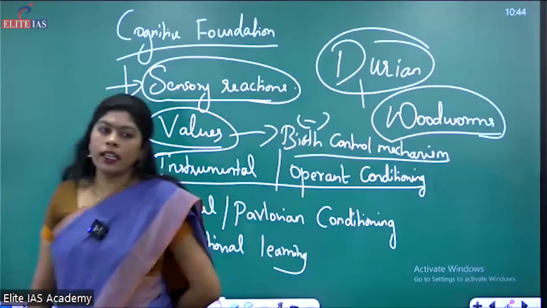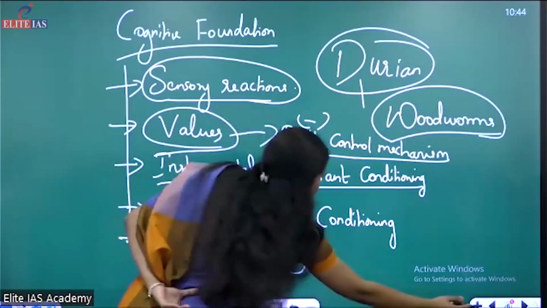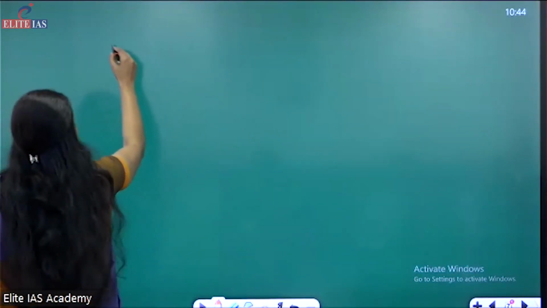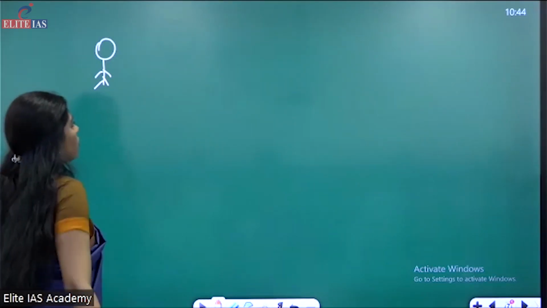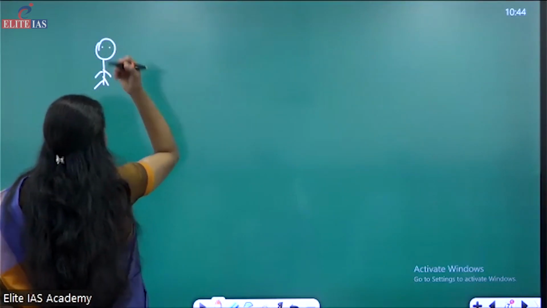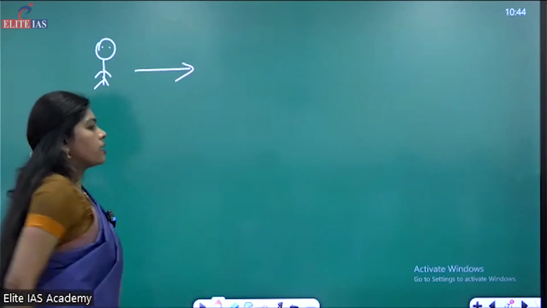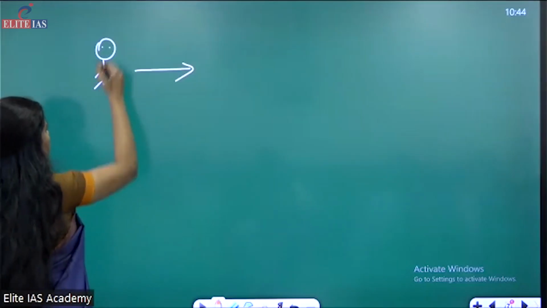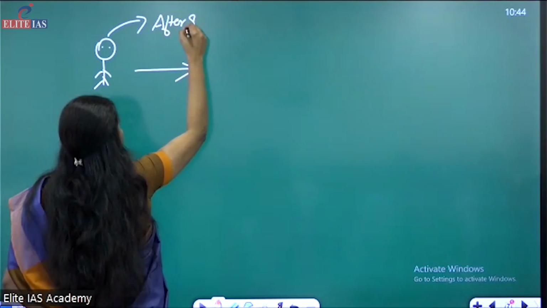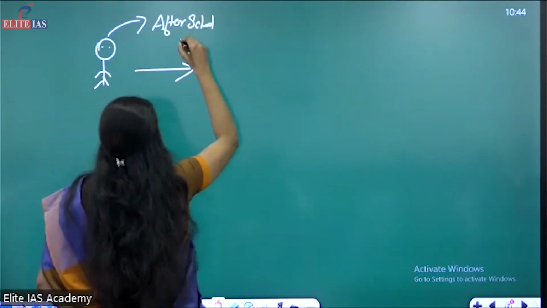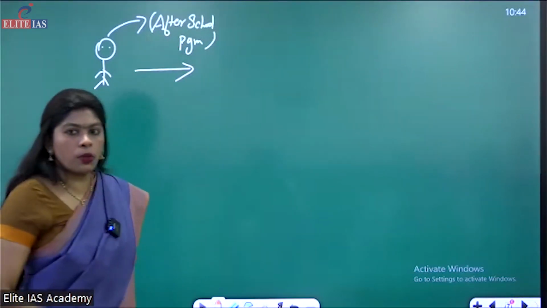So then, operant conditioning or instrumental conditioning. What is this? See, now a person, a boy or a girl, you can consider anyone. This person is doing some act. This person is involved in some after-school program. Let us take that: helping street children in education. I'm writing in short form, program.